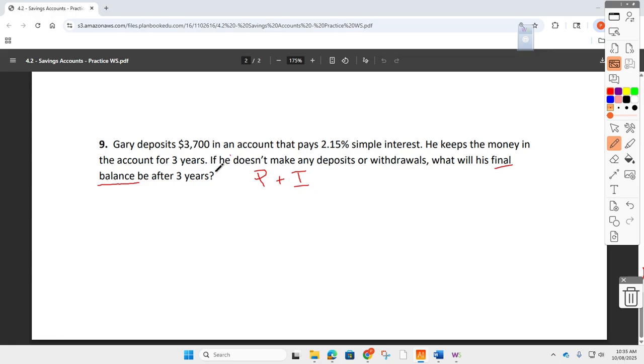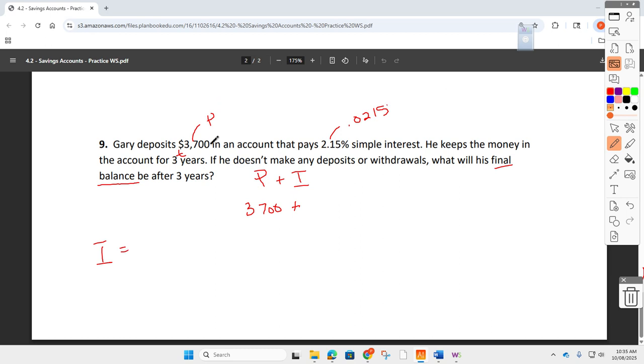So let's find the deposit. That is his principal. The interest rate is 0.0215. That is his time. So we know the principal is $3,700, so it's going to be $3,700 plus some amount. Make sense, Angela? And so now we're going to find our I.